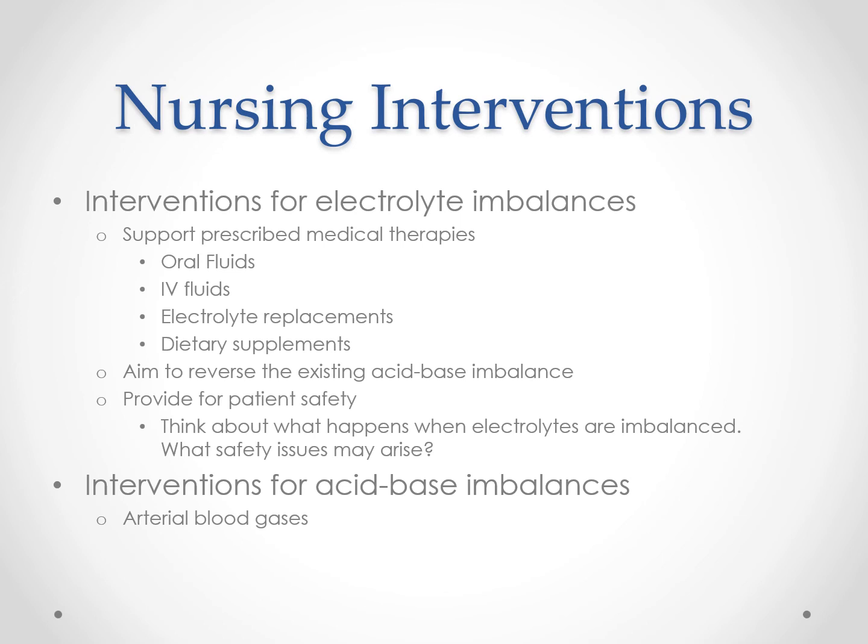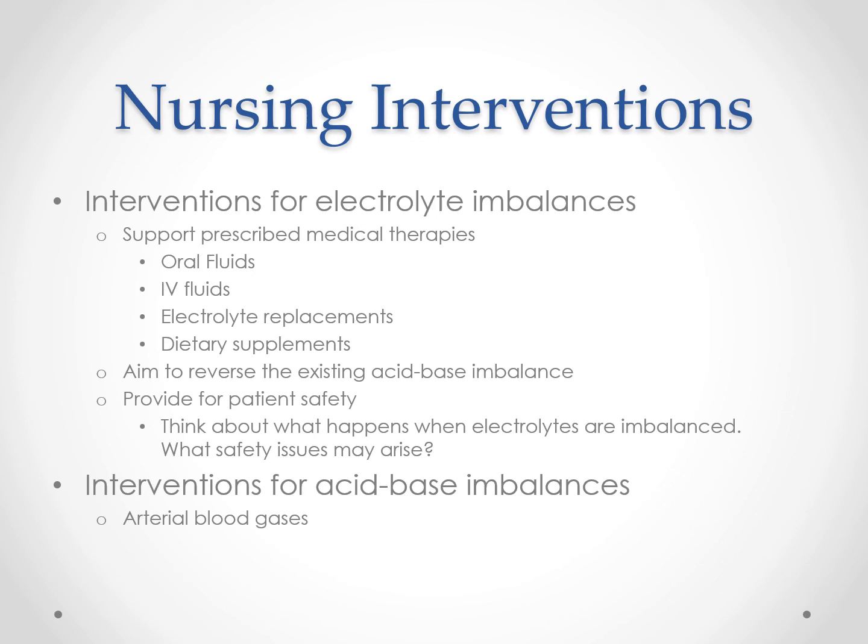Nursing interventions. So, interventions for electrolyte imbalances. We're going to support the prescribed medications or medical therapies. So oral fluids, IV fluids, electrolyte replacements, dietary supplements, anything that's going to help this patient. You might see just water, and then you can see their supplements like Juven or ProSource to help their protein needs. IV fluids, you might see those normal salines or those D5s. Electrolyte replacements, you might see that they have to take a potassium supplement.